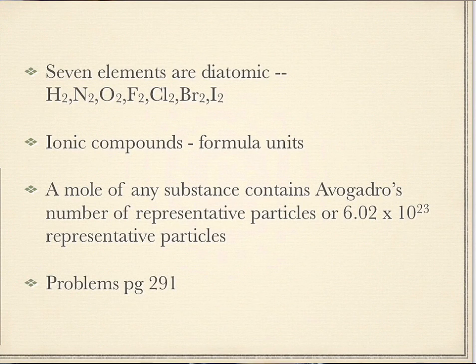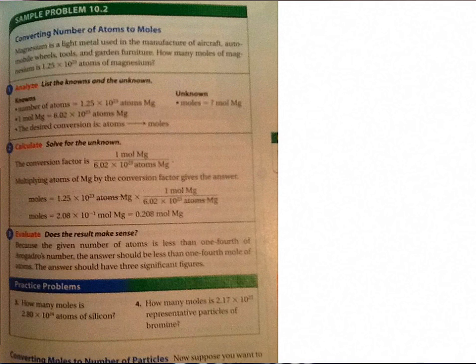Take a look at the problem on page 291. So turn to page 291, follow along. Or here it is. For some reason they don't have images of all of them, so I had to take a picture. It says, magnesium is a light metal used in the manufacture of aircraft, automobile wheels, tools, and garden furniture. How many moles of magnesium is 1.25 atoms of magnesium?